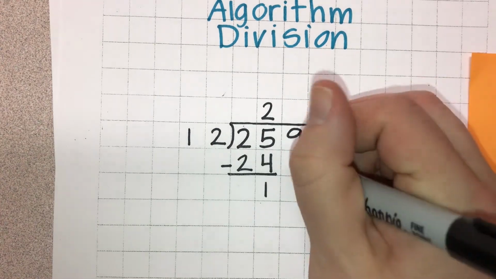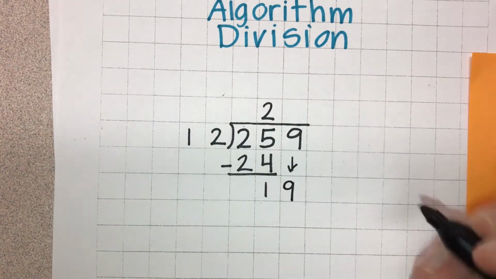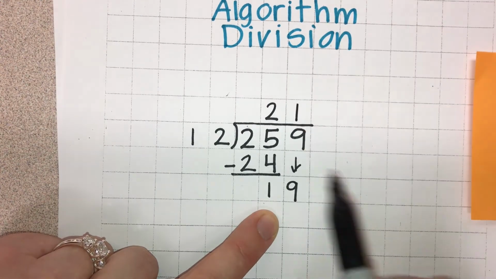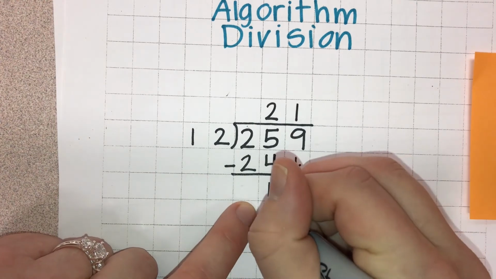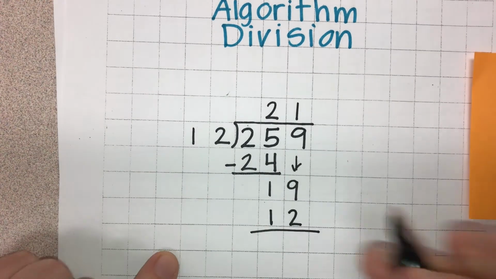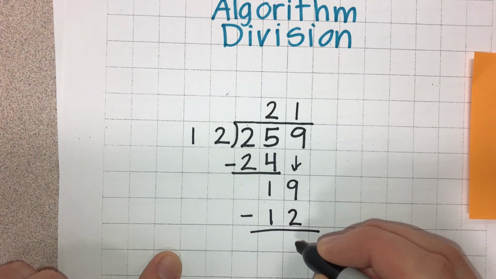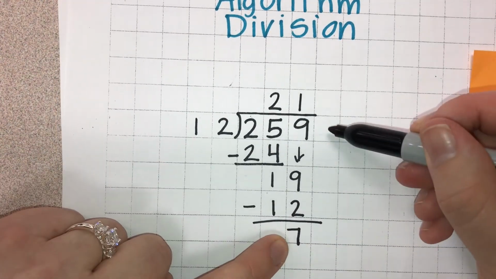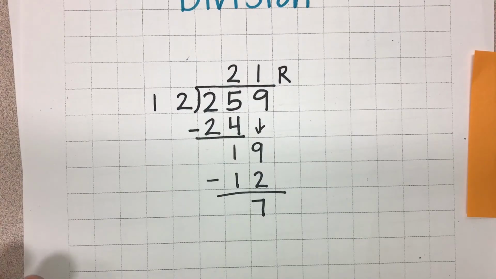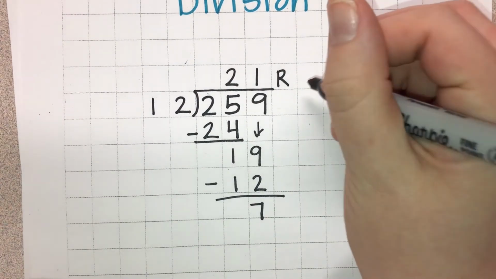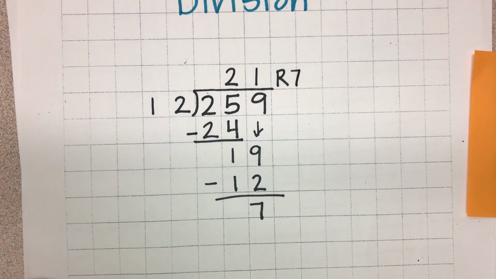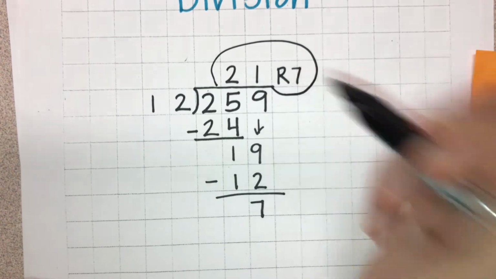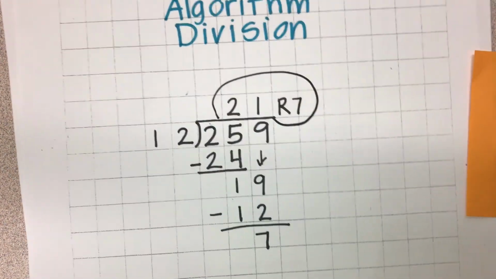12 can't go into 1, so we're going to bring this 9 down. Can 12 fit into 19? Yes, it can. It can fit into 19 one time. 12 times 1 is 12. Okay, subtract. 9 minus 2 is 7. So now we have a 7 left over. 12 can't fit into 7, and there's no other numbers to bring down. So 7 becomes our remainder. So we put up here 21 remainder 7, and that is our answer. Okay, so that is the standard algorithm for division.